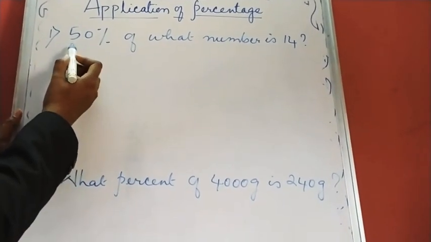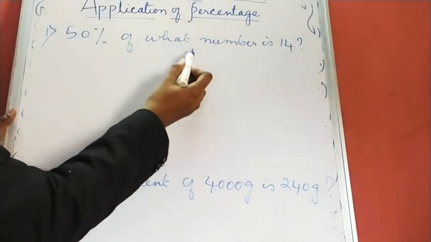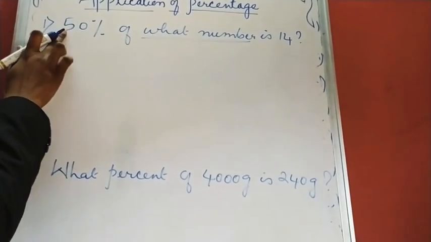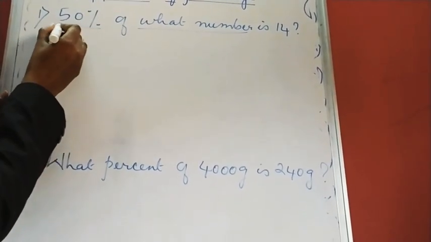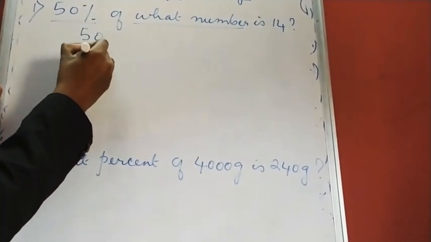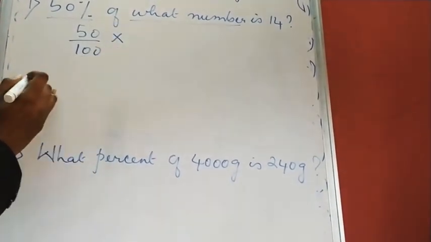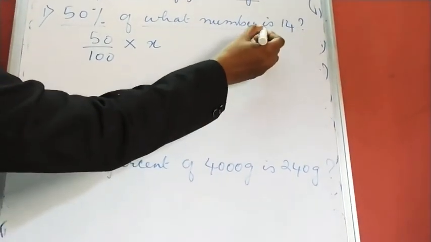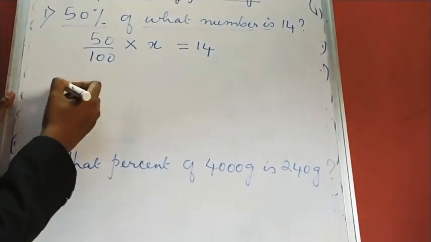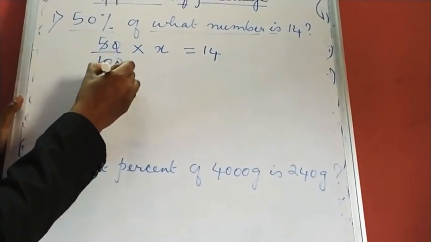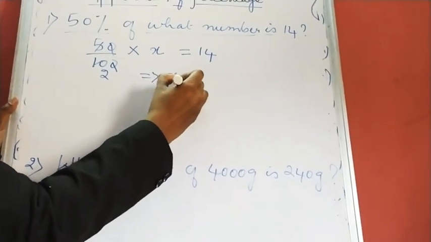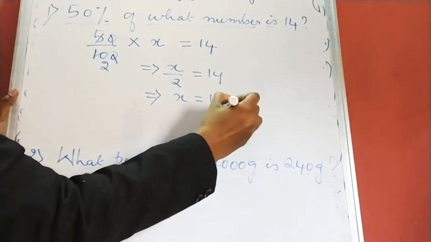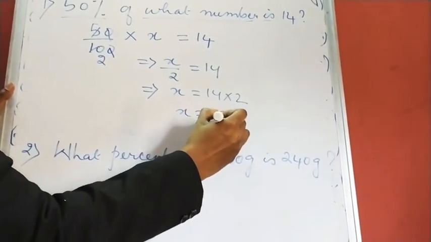Here is an example which reads like this. 50% of what number is 14? Here it is asked, what number? So when we translate this question, what do we write? 50%, which means 50 by 100, of which can be translated as a multiplication sign. What number? Let us take the number as x, is equal to 14. When we cancel and simplify it, we get x by 2 is equal to 14. So x is equal to 14 into 2, which gives us the value 28.